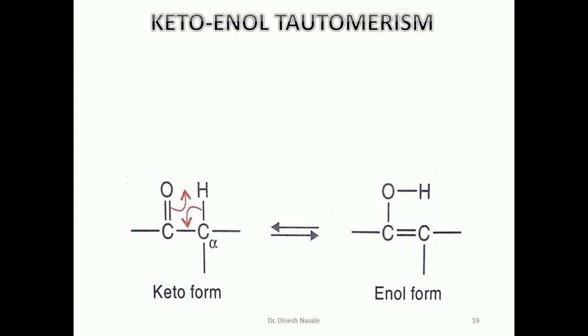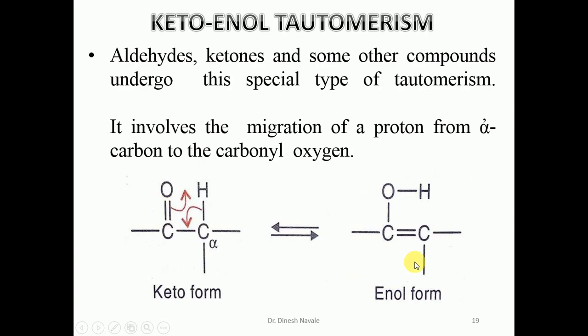So it is a keto-enol tautomerism. This is the keto form. The alpha hydrogen atom is going to enolize, giving the formation of the enol. So aldehyde and ketones are compounds that are tautomers of each other, and the phenomenon is called tautomerism.